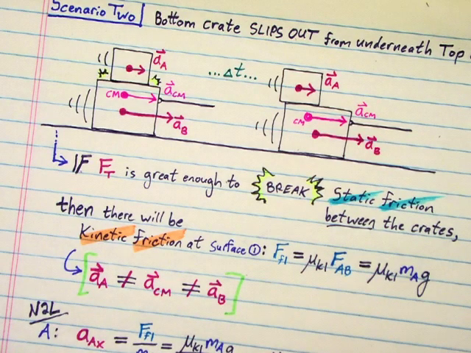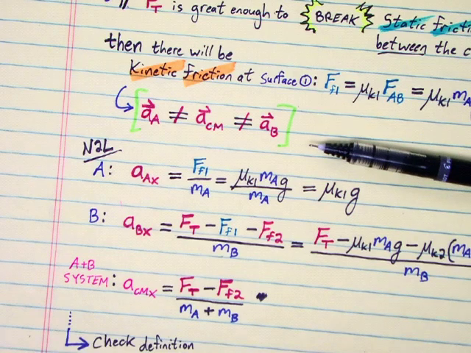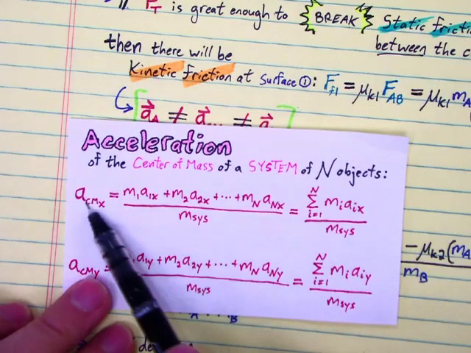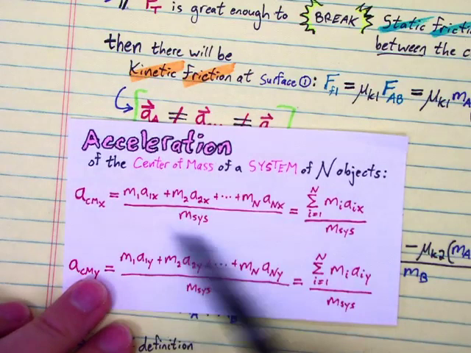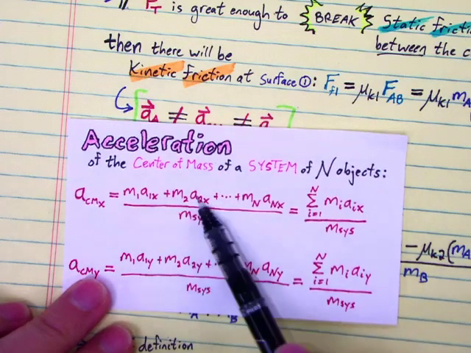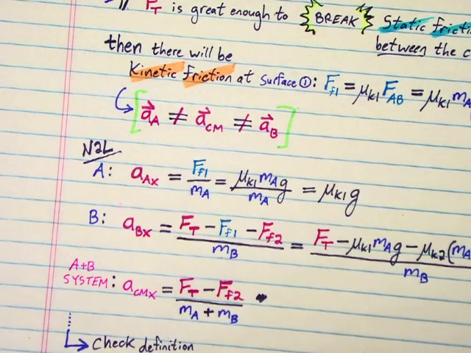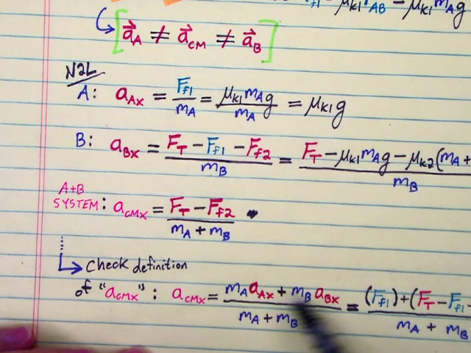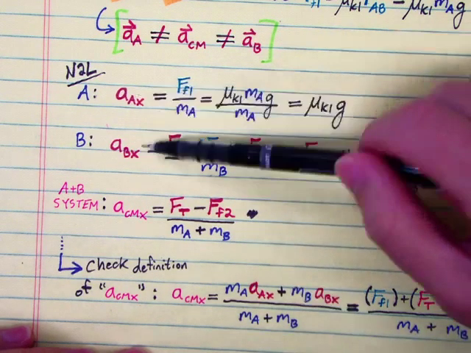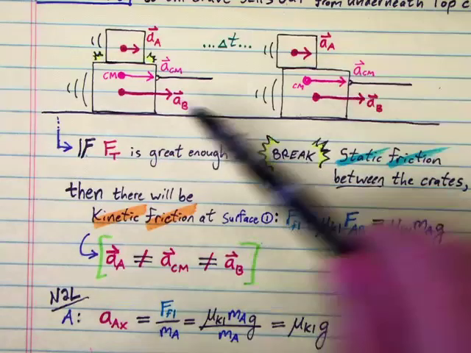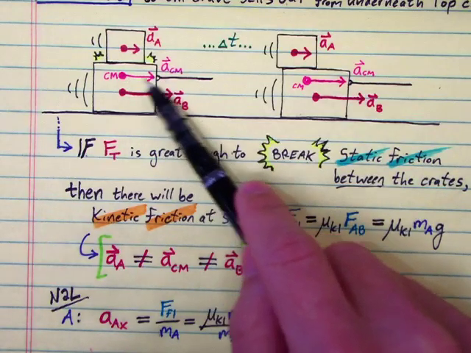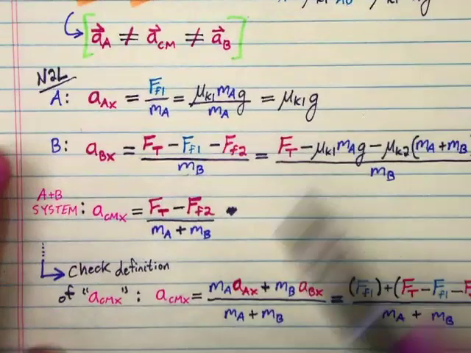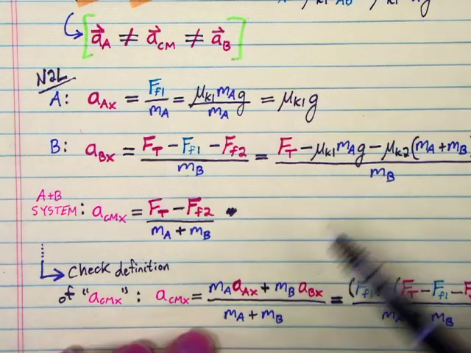We could take this opportunity to verify the definition of the acceleration of the center of mass. It's the weighted average of the accelerations of the objects in the system. So that ACM can be found by taking the weighted average of these two accelerations here. You see in the picture how the acceleration of the center of mass has a value in between those two values. So let's look at this weighted average idea, returning to that.